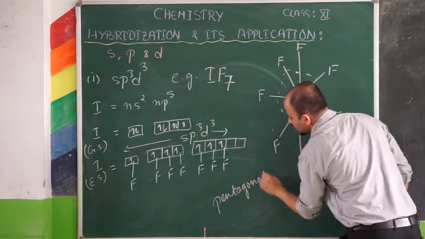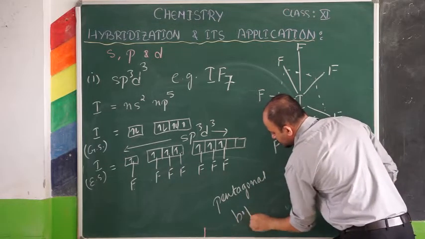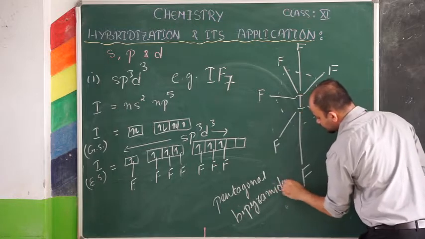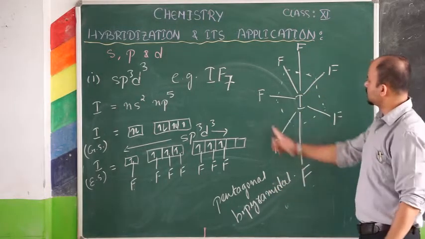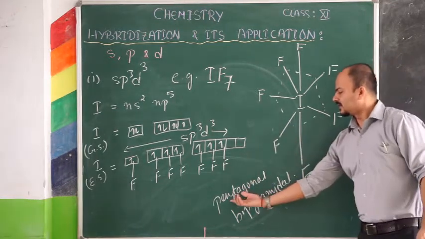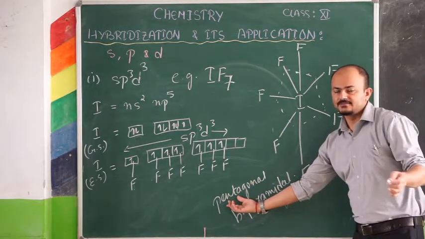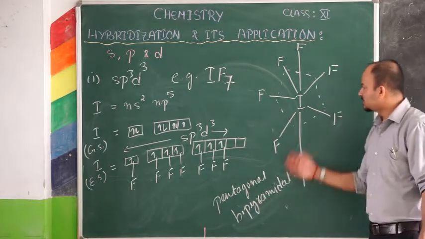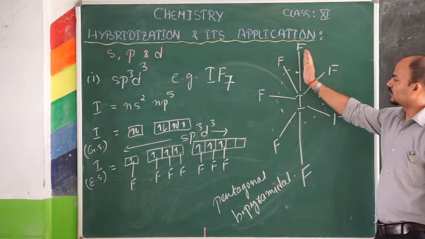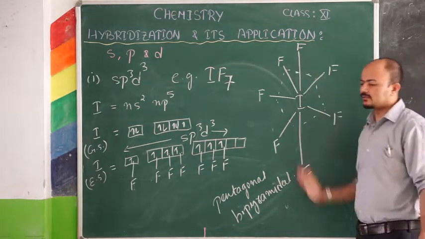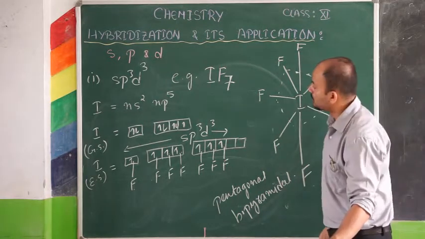Pentagonal bipyramidal. Why pentagonal? Because these 5 fluorine atoms are lying on the same plane, like a pentagon, at the vertices of the pentagon. And why bipyramidal? Now 2 fluorine atoms. 1 means mono, 2 means what? Bi. So 1 is lying above the plane, the other one is lying below the plane.